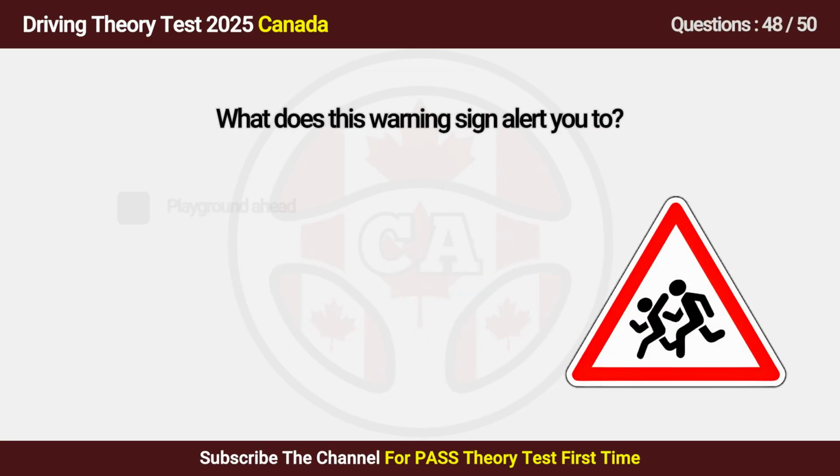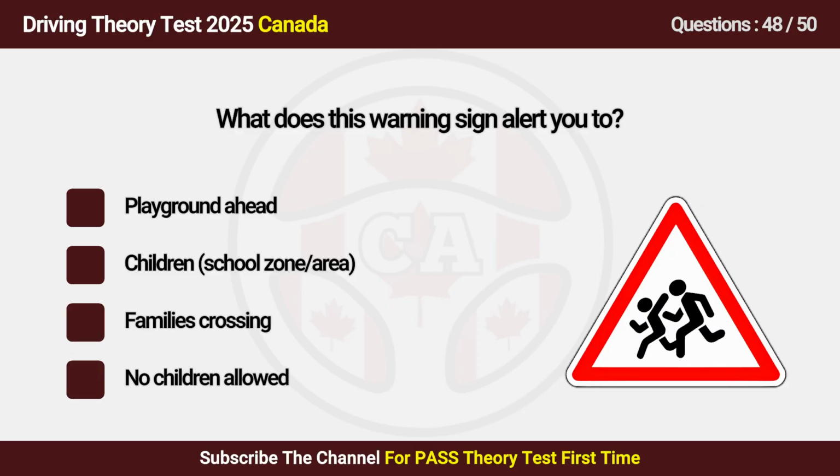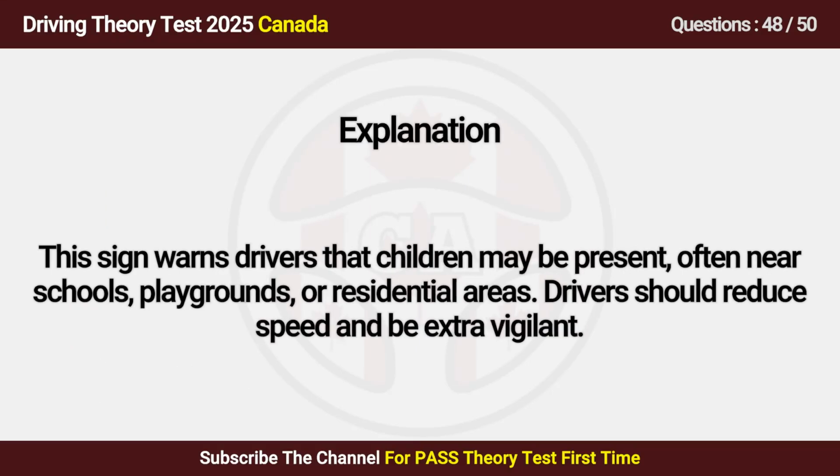Question 48. What does this warning sign alert you to? A. Playground ahead. B. Children's school. C. Crossing. D. No children allowed. Answer is B. Children's school. This sign warns drivers that children may be present, often near schools, playgrounds, or residential areas. Drivers should reduce speed and be extra vigilant.